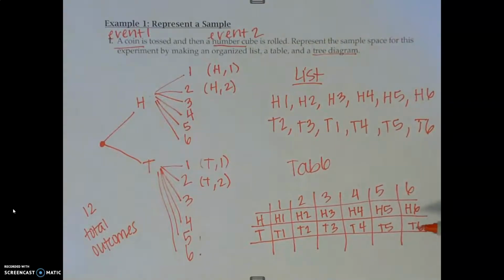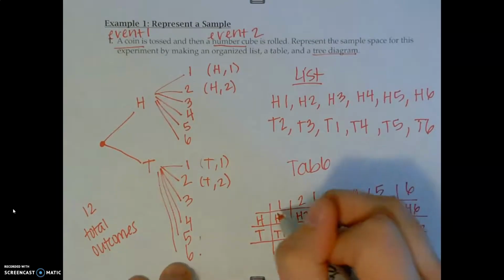The third way that we can represent our sample space is in a table. And if you notice, this kind of looks almost like a multiplication table. So over on the left-hand side in our vertical column, we have heads and tails. That's our options for our first event. And in the horizontal row right here, we have all of the options for our second event, or rolling our dice. So we have 1, 2, 3, 4, 5, and 6.